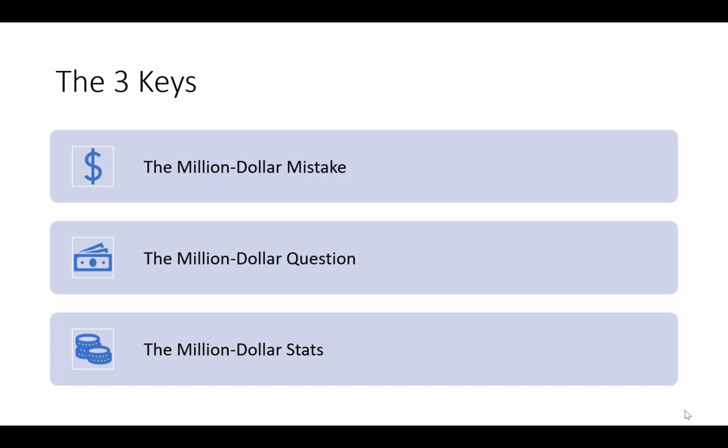Then we'll talk about the $1 million question. If you can answer this question effectively, you literally can make $1 million for your studio. It did for mine because I was willing to answer that question. I was willing to confront the reality of that question and its impact on my business. And then I actually made changes based on that. And then we'll talk about the $1 million stats, what the statistics are that we actually need in order to make good decisions for our studios.